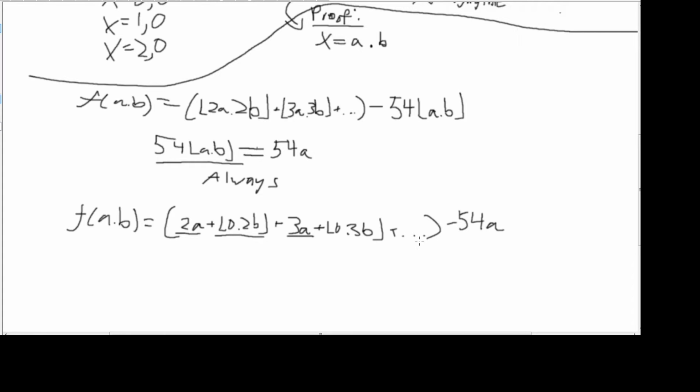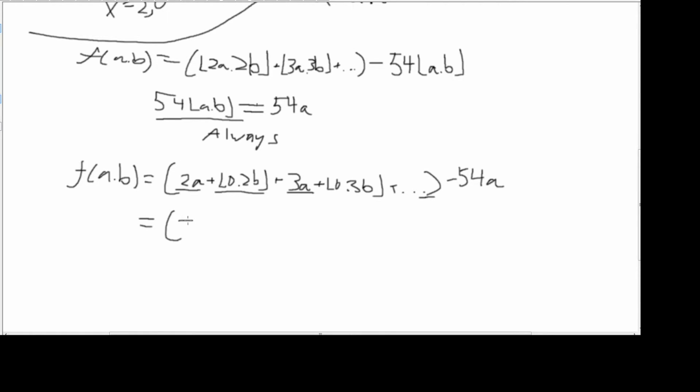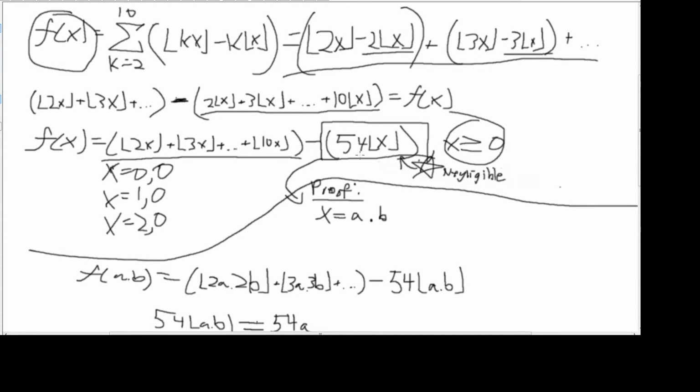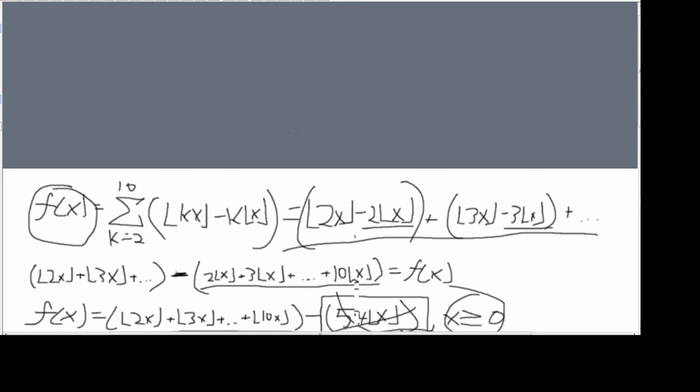Once again, you can combine all these terms, and therefore that will give you 54a plus 0.2b plus 0.3b plus dot dot dot minus 54a. And these terms can cancel, and that will just leave you 0.2b plus 0.3b plus dot dot dot, or it should probably be b. So now we have proved that we do not care about this 54x. This is completely negligible. It's not needed. So now we can just completely remove this.